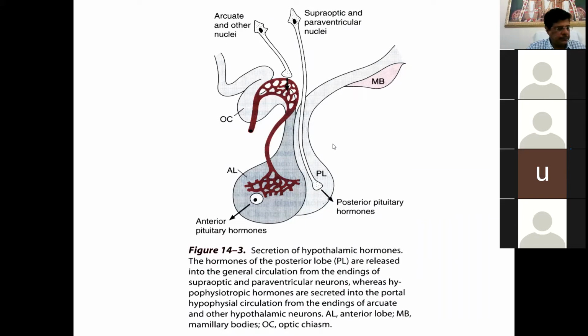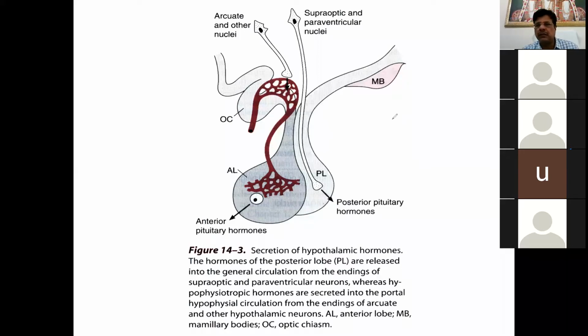FSH, TSH, HCG. Yeah, 3 hormones: TSH, FSH, LH from the anterior pituitary, and one more hormone from the placenta, that is HCG. These 4 hormones are having this 2-unit structure. So what is that 2-unit structure?